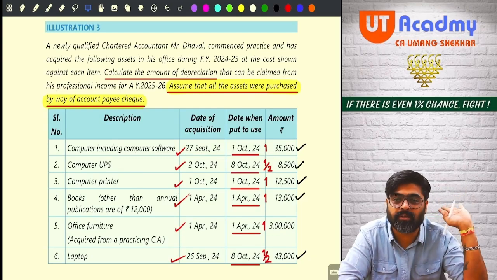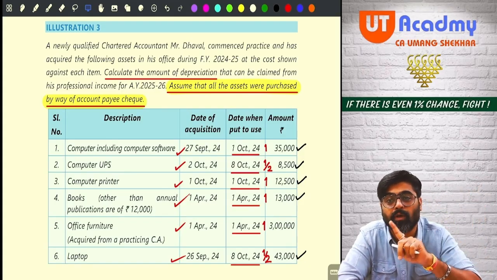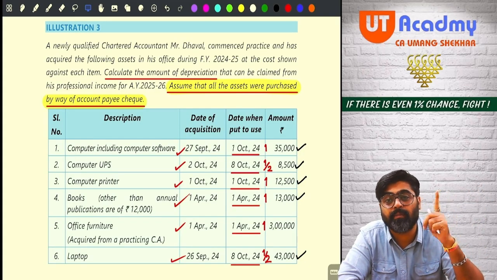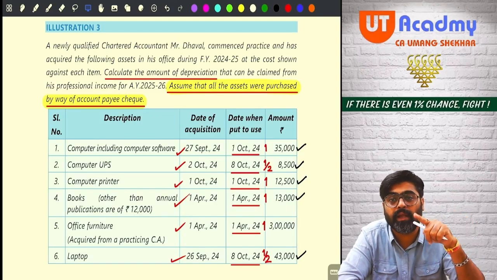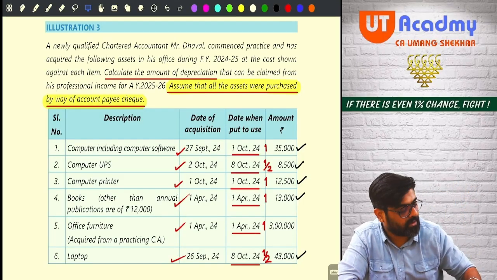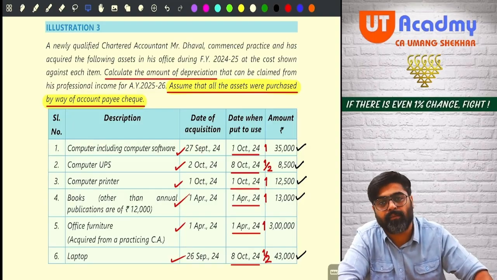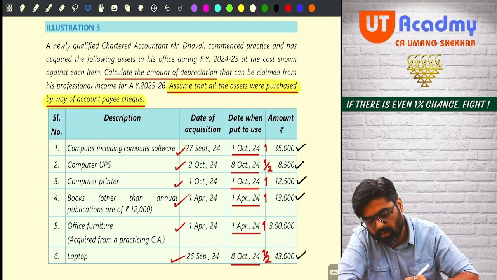Forget about additional depreciation now. It will not come. Only normal depreciation. Additional depreciation can be claimed only by manufacturing assessees engaged in manufacturing or power business. A person who is involved in a profession cannot calculate and claim additional depreciation. Yes or no, friends? Okay.